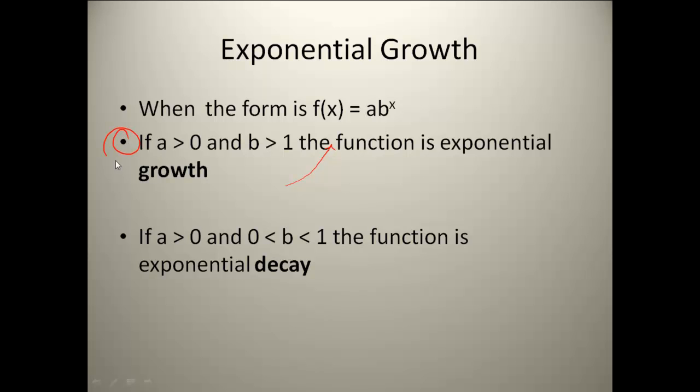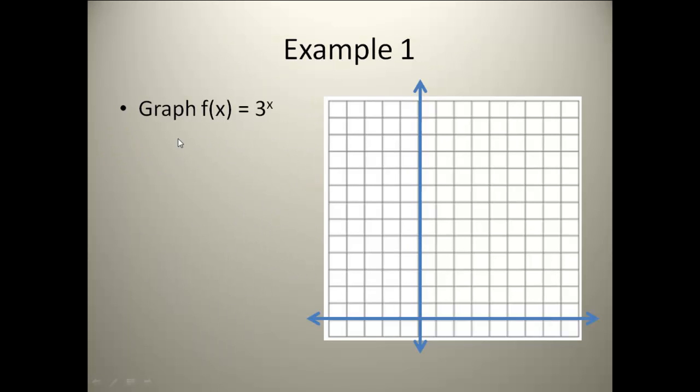So for now, we are going to be focusing on that type of function where b is bigger than 1 and a is greater than 0. So here's our first example. When we are graphing these, we can get a general idea of what the function is going to look like by doing a table of values. Now, when you do a table of values, you want to pick positives and negative numbers. So I'm going to go ahead and start with -3, -2, -1, 0, 1, 2, and 3.